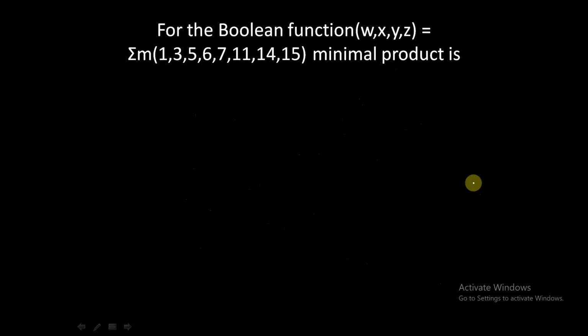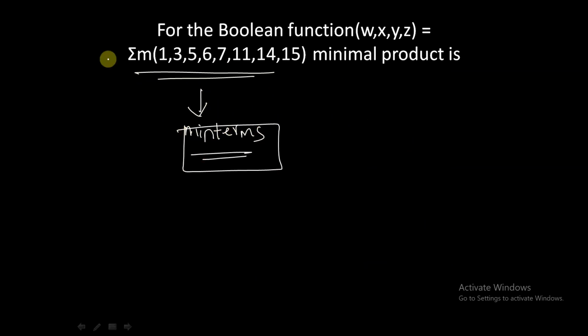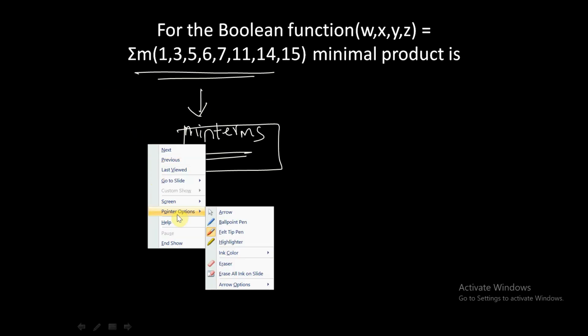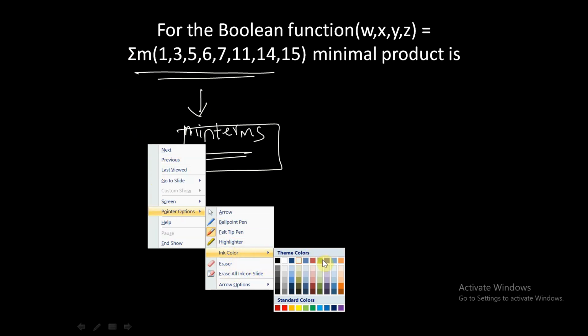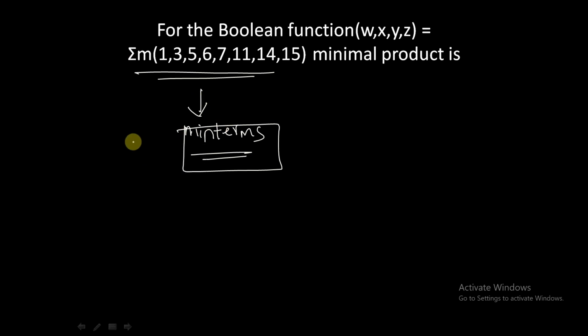Now, similarly we have the expression f of wxyz, and here we have been given minterms. How to identify whether it is a minterm or a max term? Any idea? In our previous sessions we have discussed this. If the symbol is sigma, it is a minterm, small m representation, and if it is pi followed by capital M, it is a max term.